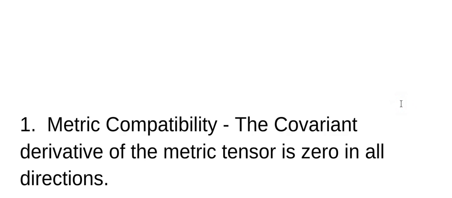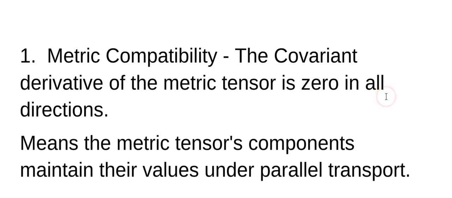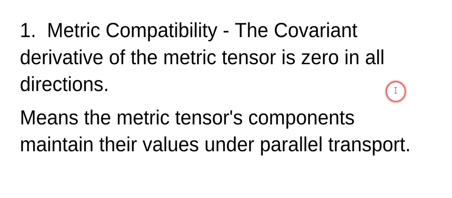It states the covariant derivative of the metric tensor is zero in all directions. That means the metric tensor's components maintain their values under parallel transport. Okay, those are a lot of words, so let's first do it abstractly, and then we'll do an example.